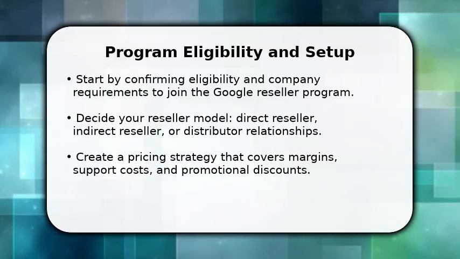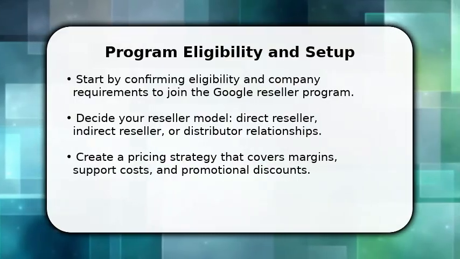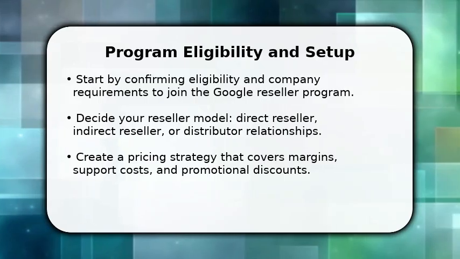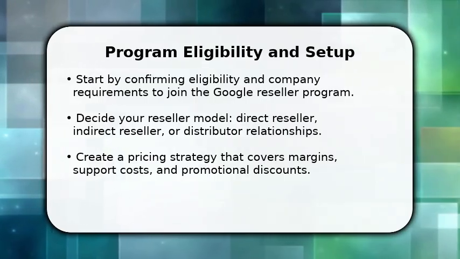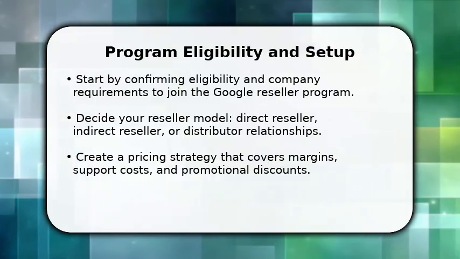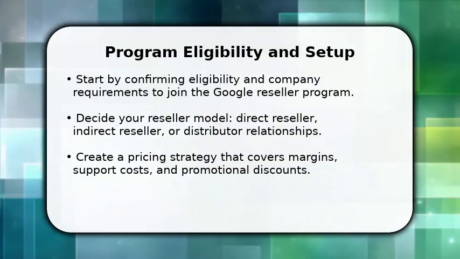Start by confirming eligibility and company requirements to join the Google Reseller program. Register as a Google Cloud partner and complete any identity and business verification steps. Decide your reseller model: direct reseller, indirect reseller, or distributor relationships.